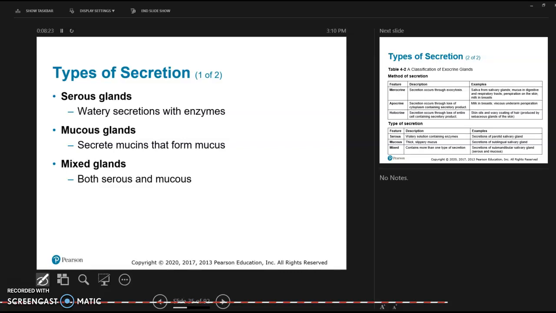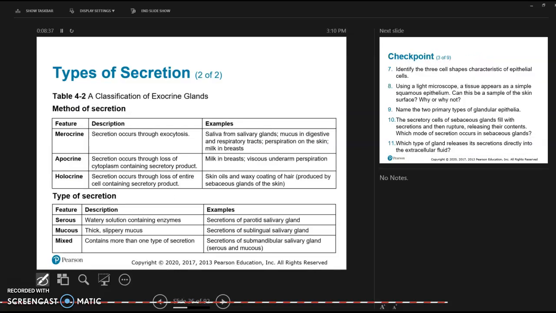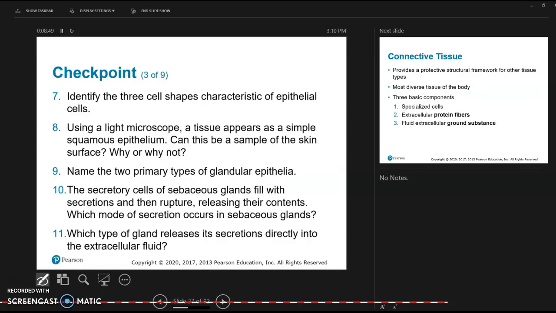You can also look at the type of secretion based on how concentrated or diluted it is. Serous secretions are watery and mucus secretions are thicker because they have mucus, and then there are mixed. And this table goes over the merocrine, apocrine, and holocrine secretions again, and it gives you a description and examples where you can find these different types of secretions.